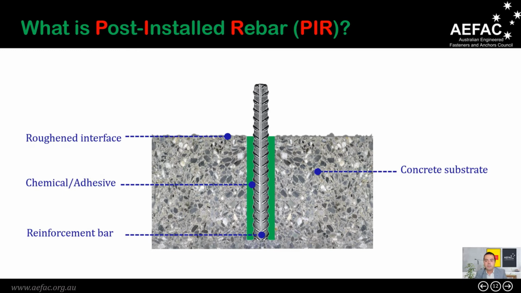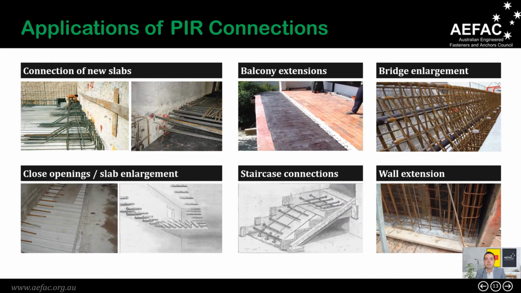Now the connecting member, the other concrete member, will be poured on top of the old concrete member, and as the post-installed reinforcing bar doesn't take shear load, all the shear load has to be taken by the concrete surface. So it is very common to have a rough surface to have better shear transfer between the old concrete element and new concrete element.